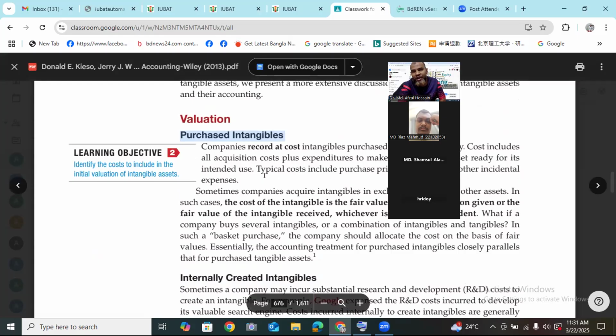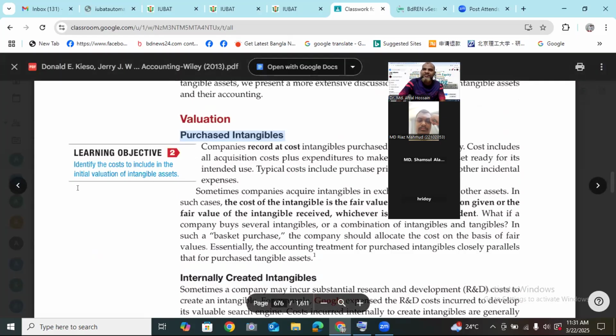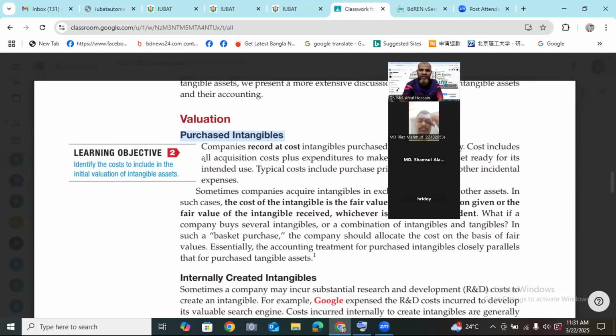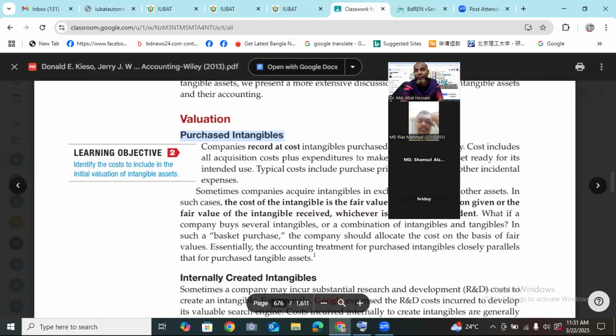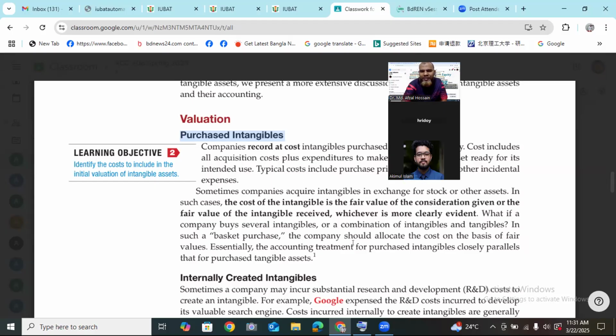Okay, cost includes all acquisition costs plus expenditure to make the intangible asset ready for its intended use. So cost includes all acquisition costs, that means the purchase cost, plus anything needed to make the intangible asset ready for its intended use. If there is any other type of expenditure to make it ready to use, then it is included in the cost. Typically, cost includes purchase price, legal fees, and other incidental expenses. So, can you give an example of purchased intangibles?